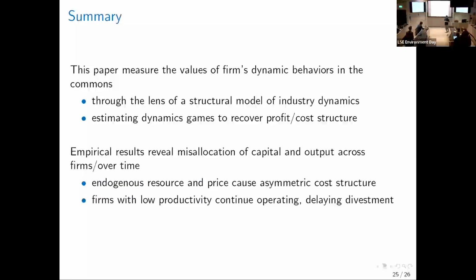So as a summary, this paper measures the values of firms' dynamic behaviors in common resources by estimating dynamic games to recover the entire profit and cost structure. The results showed that there is a misallocation of capital and output across firms and over time. The key mechanism is the endogenous resource and price relation, which causes an asymmetric cost structure.